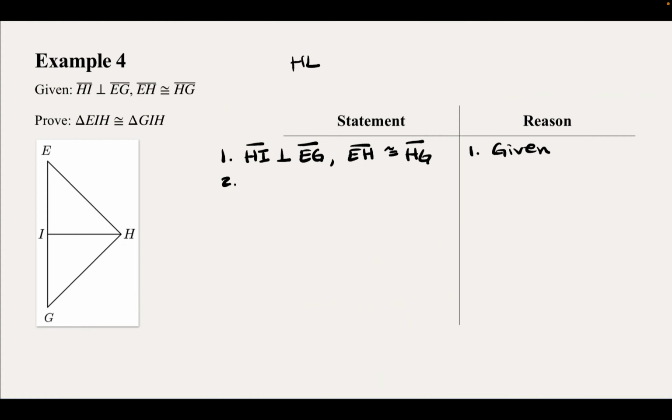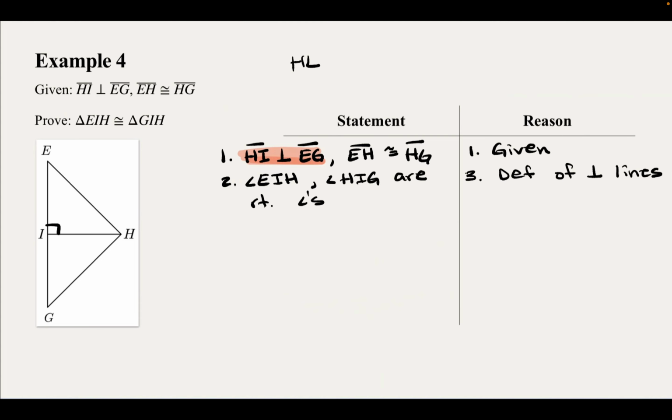Let's go ahead and use our given statements to make conclusions. If HI is perpendicular to EG, what does that tell you? That tells you that angle EIH and angle HIG are right angles. That is the definition of perpendicular lines. I'm going to use that notation instead of writing out the word perpendicular. Okay, so they're right angles, which means that I have right triangles here. So now I'm pretty sure it's going to be HL because I have right triangles. Let me go ahead and put that notation in there.